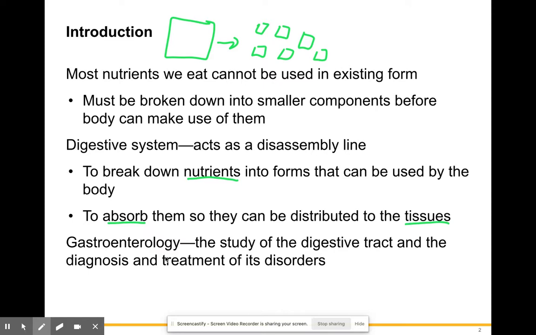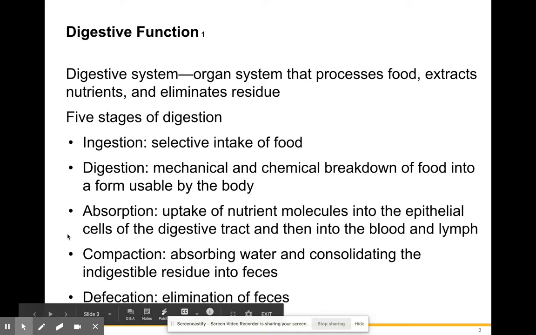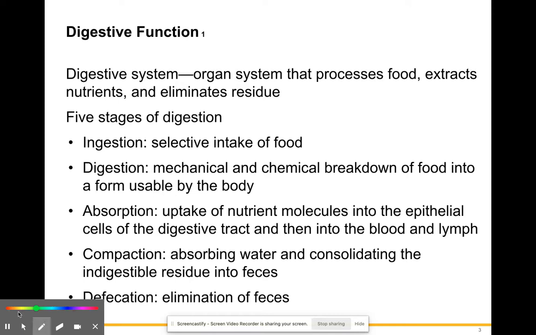The study of the digestive tract and the diagnosis and treatment of disorders of the digestive tract is called gastroenterology. So if you had some type of issue with your digestive system, you would go see a gastroenterologist, which is pretty self-explanatory. The digestive system itself is an organ system that processes food. It extracts nutrients and eliminates residue. You can probably assume you know what residue is. That is feces.